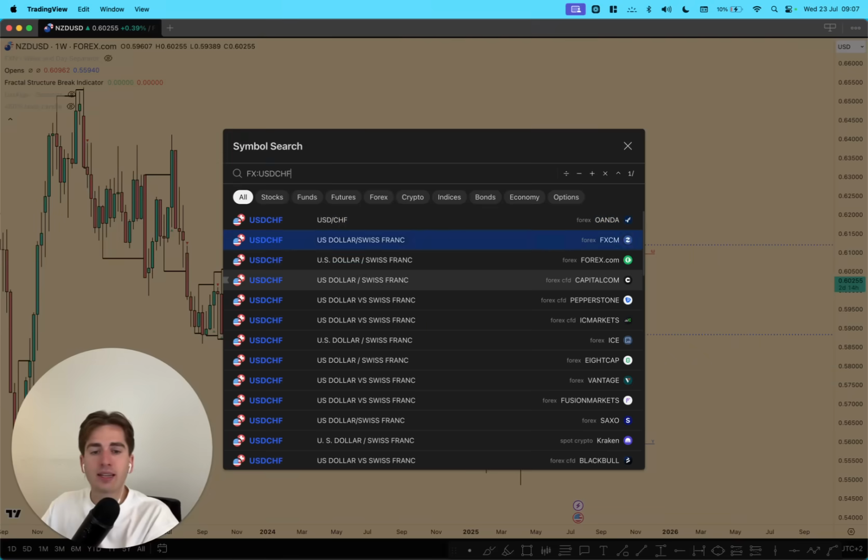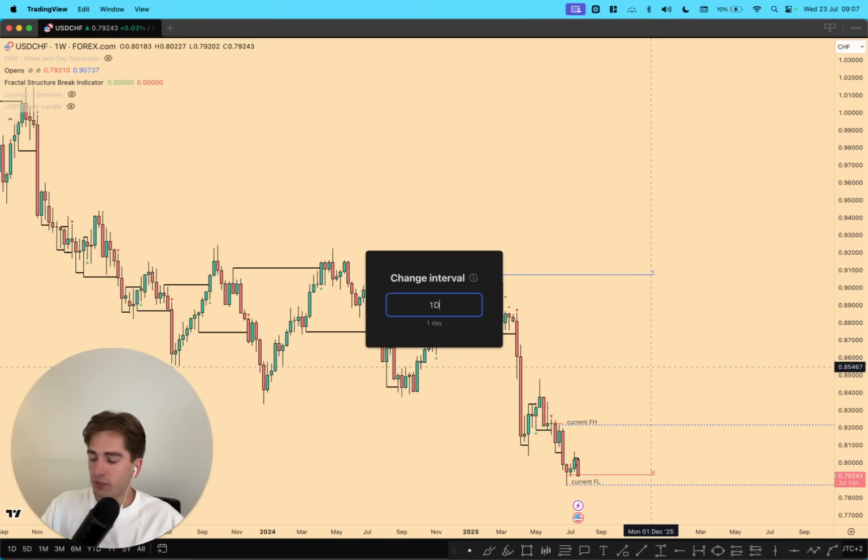Now dollar Swiss, dollar yen, and gold. Dollar Swiss pushing down lower aggressively.